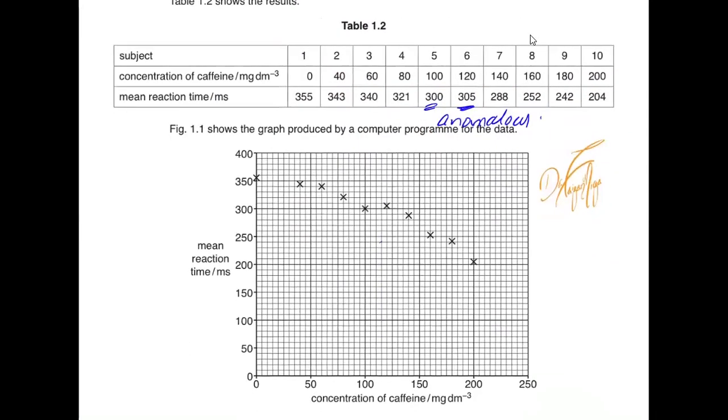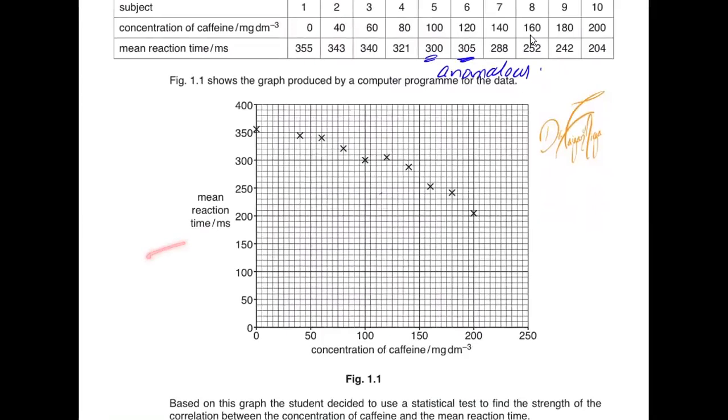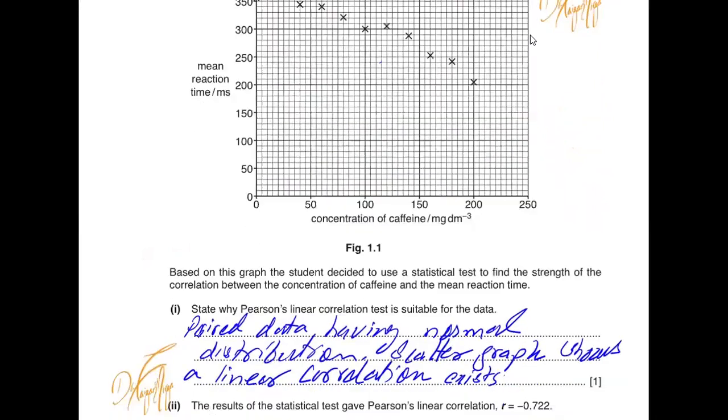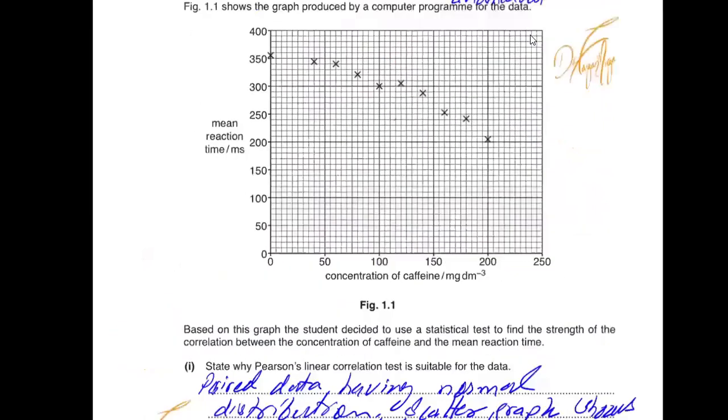Next, the graph shows the data produced by the computer program. Mean reaction time is shown against concentration of caffeine. You can see the graph is coming down. What is this? This is a negative correlation. You can see there's a negative correlation there, and the line just goes down here. And this is a negative linear correlation, in fact. Because you can see, you can make a judgment by eye.